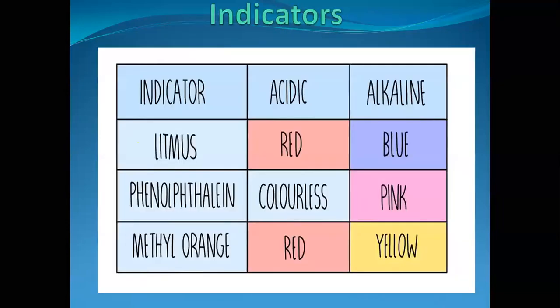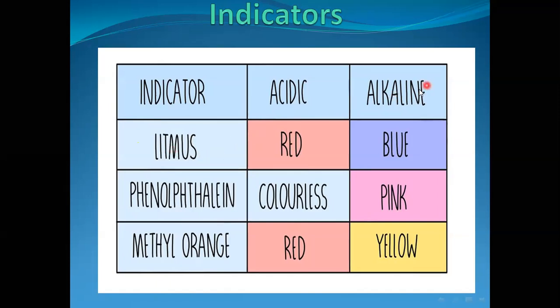What about indicators? Actually, in this topic, you have to know 3 different kinds of indicators: litmus paper, phenolphthalein, and methyl orange. What about the color of litmus paper in acid? If you have litmus paper soaked in acid, what will the color be? It will be red. So the color of litmus paper with acid will be red.